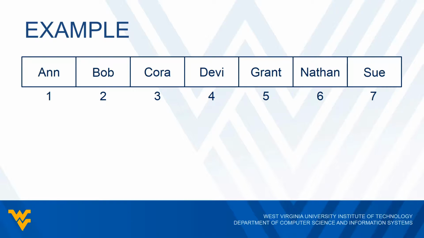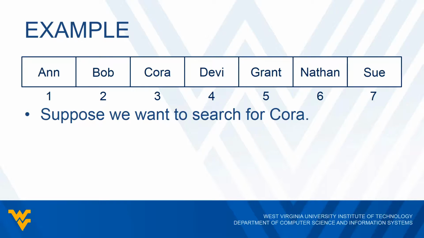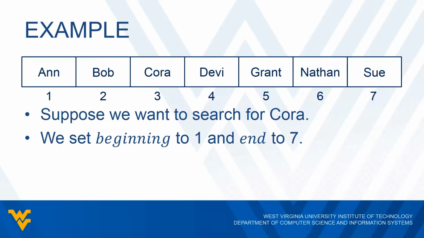Let's run an example of the binary search algorithm with this list of names. Let's say in this case we want to search for the name Cora. So what we're going to do is set beginning to 1 and set end to 7. I'm just going to use capital letters here. So here is our beginning. It's going to be right here.